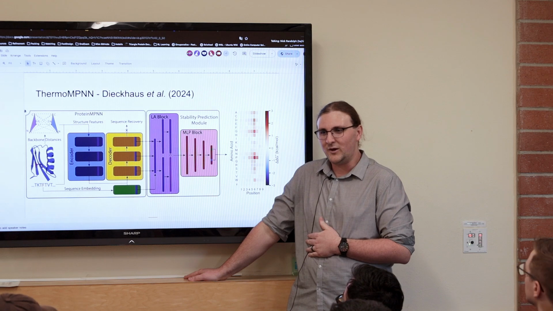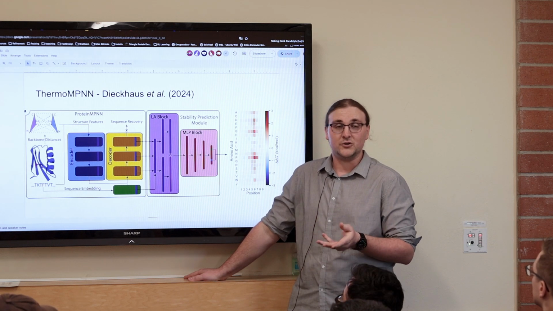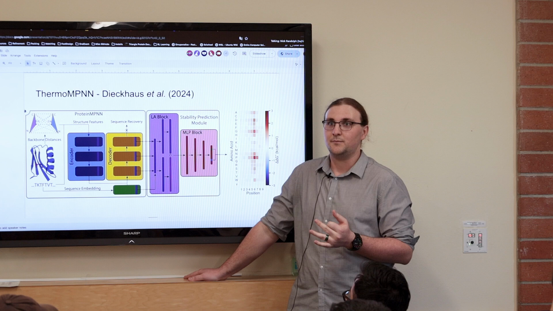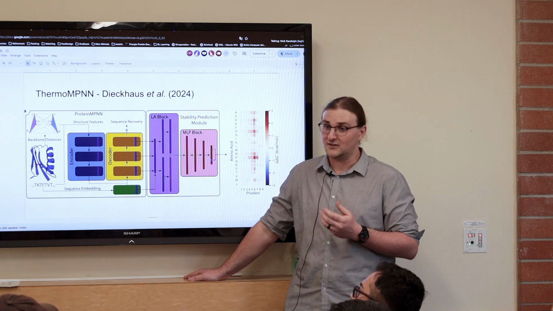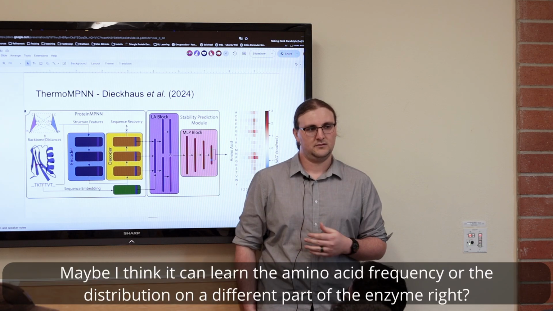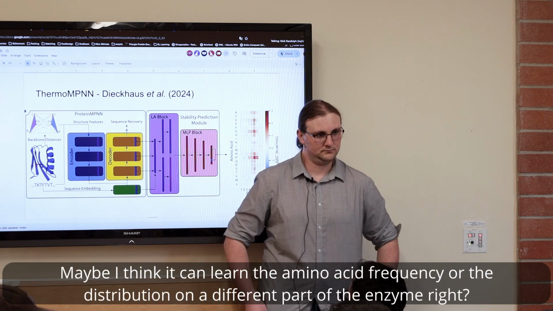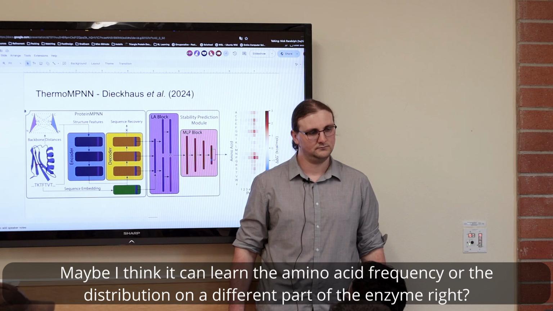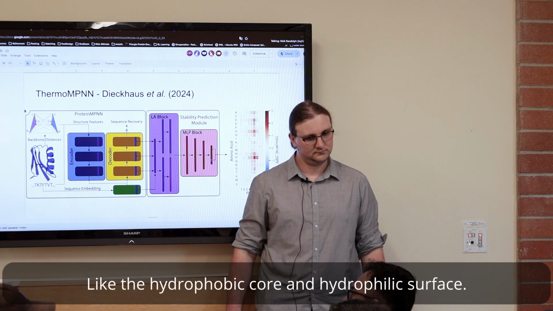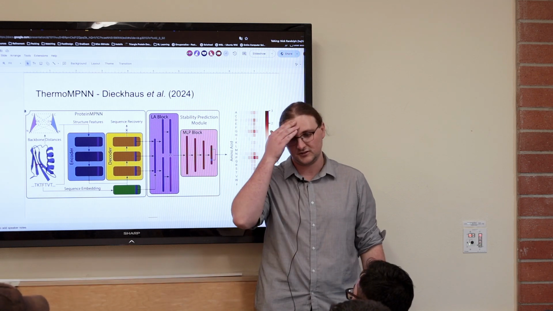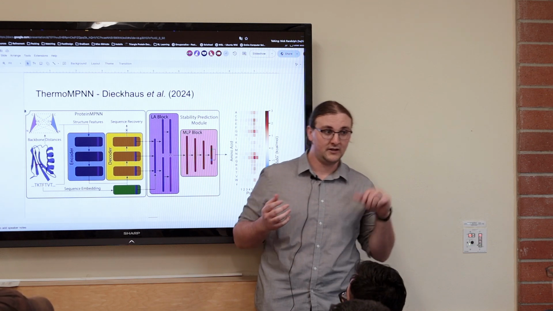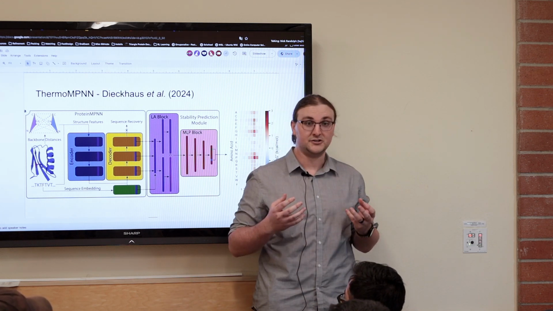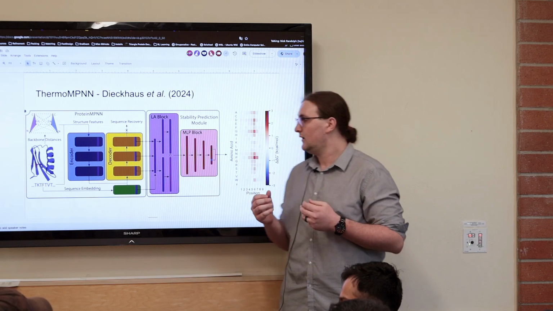Okay. That's very true. How does the sequence design part, the things that ProteinMPNN has been learning about, relate to stability? Maybe you can learn the amino acid frequency or the distribution in different parts of the enzyme, like the hydrophobic core and the solvent-exposed surface area. Yeah, that's a good point. It starts to learn, based on the local environment of every residue, what's tolerable in that environment. And so this is really useful when you're starting to make a prediction about changing that environment.